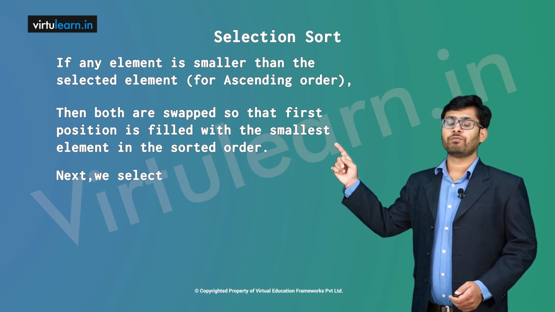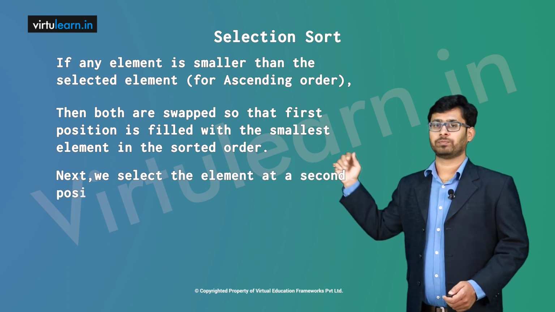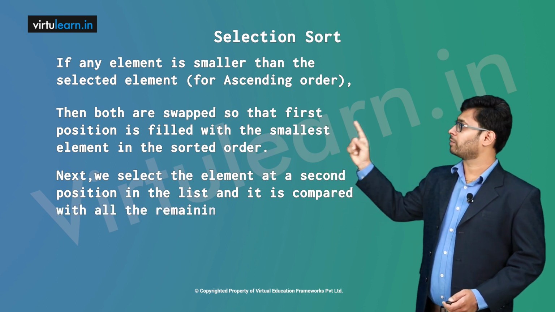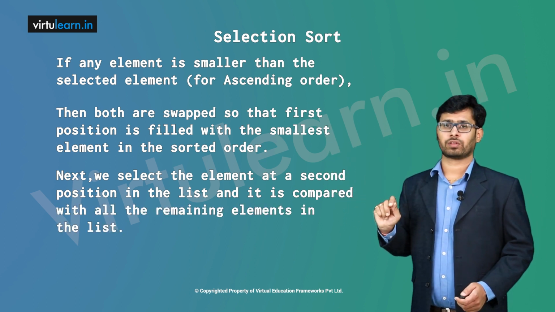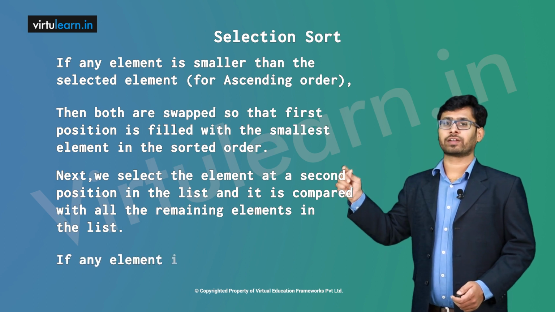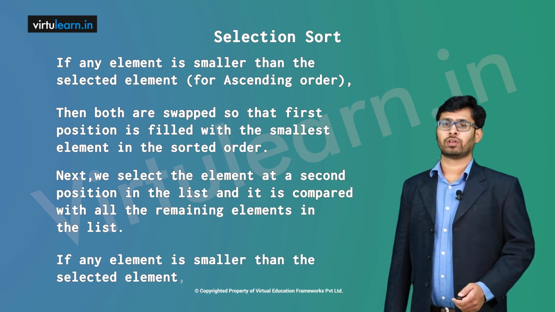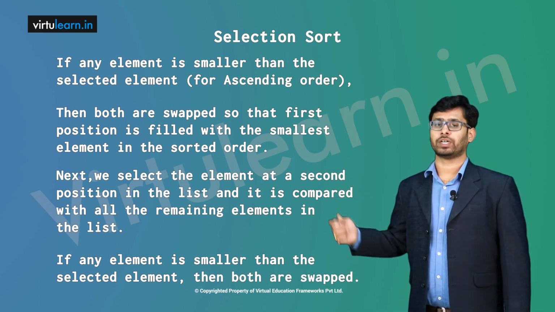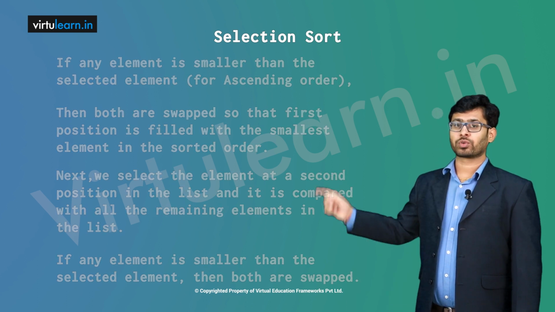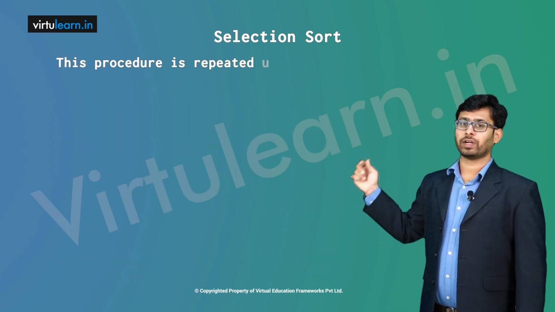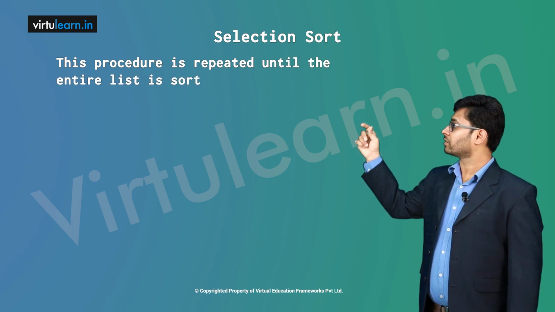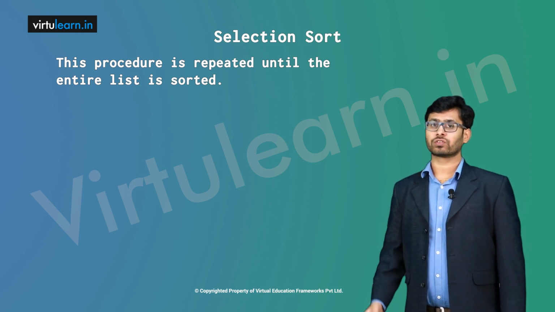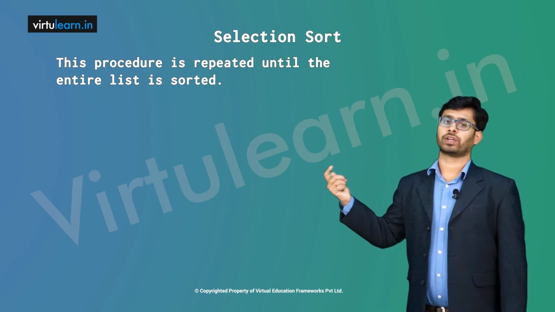Next, we select the element at the second position in the list and it is compared with all the remaining elements in the list. If any element is smaller than the selected element, then both are swapped. This procedure is repeated until the entire list is sorted. So it depends upon your requirement. You can sort the elements in the ascending order or descending order.